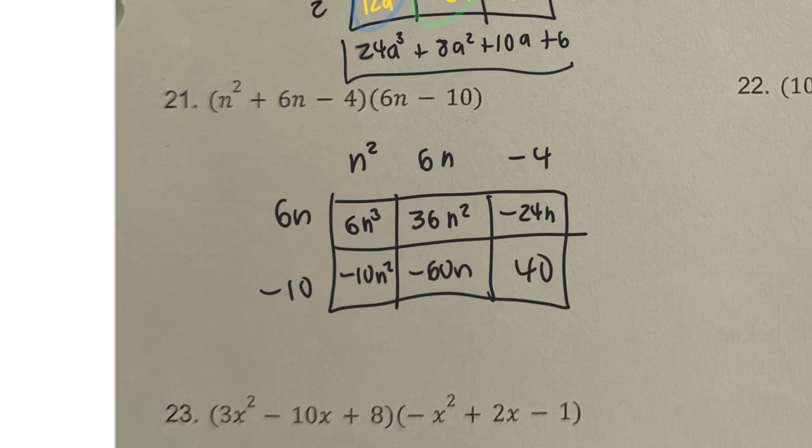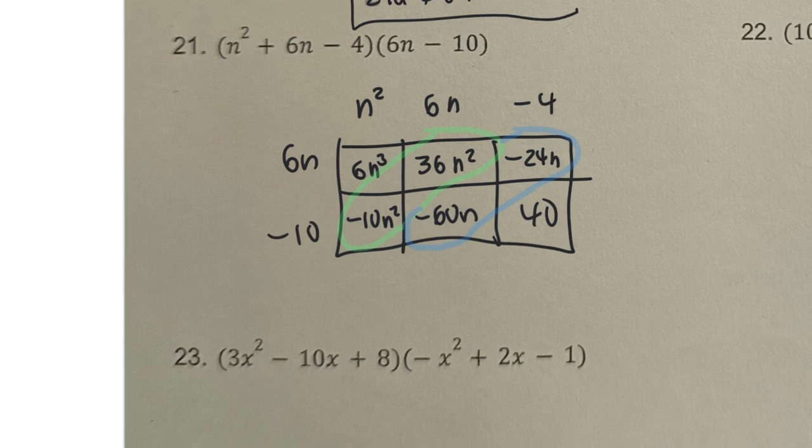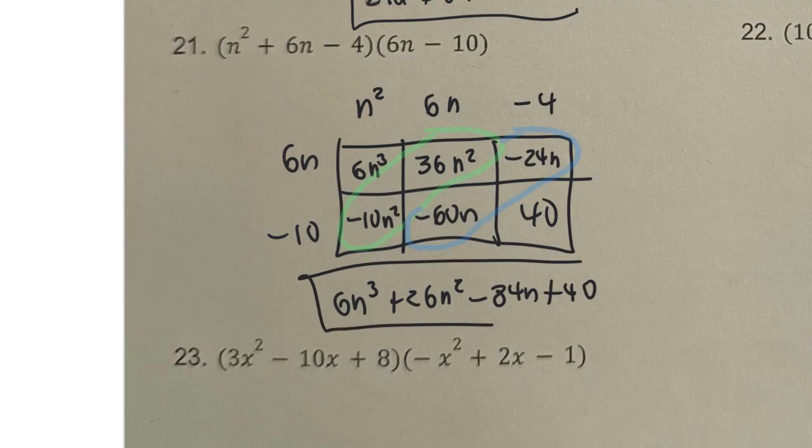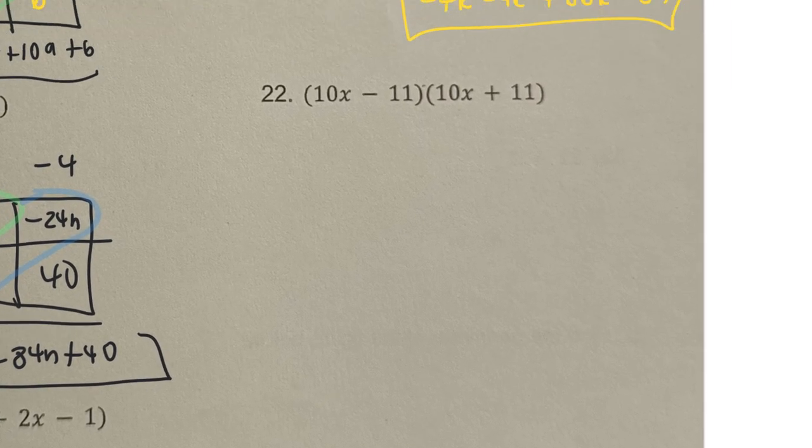And then we have diagonal relationships here. So the final answer would be 6n cubed plus 26n squared. And then the blue relationship gives us negative 84n plus 40. So that's that.